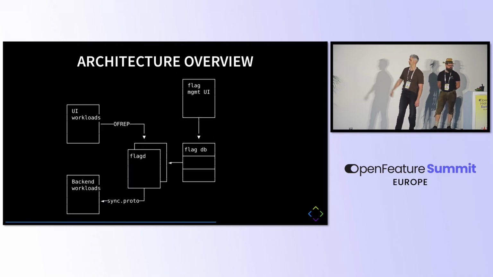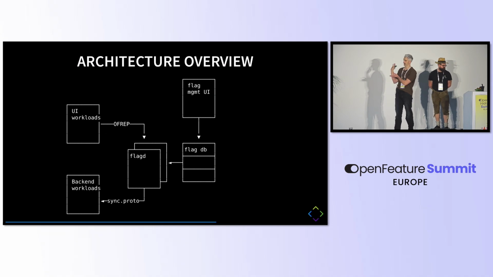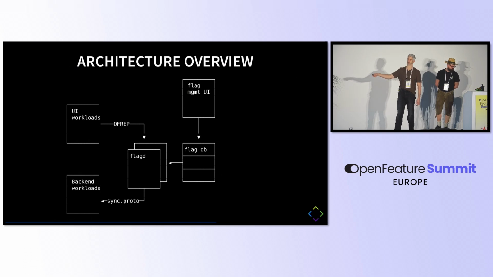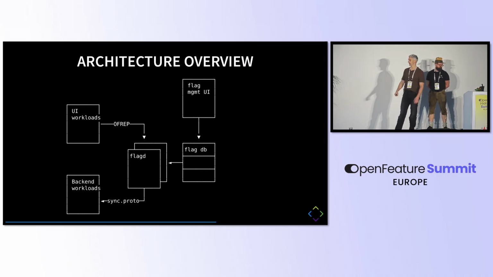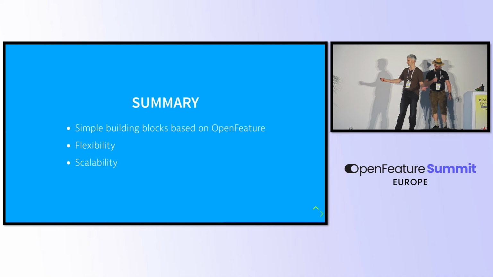And you can see kind of an architectural overview here of what that looks like again. So yeah, we're saving the flags to the database. We have a kind of a mesh of flagd instances, and all of our flag configurations are pushed out to those, and then distributed to the individual workloads, all again via open source protocols. So OFREP and the gRPC flag sync protocol. But these are all just pushed out to all of our instances in our infra. Yeah, so in short, basically, simple building blocks all based on OpenFeature, very flexible, very scalable. Kind of hit all of our marks there.